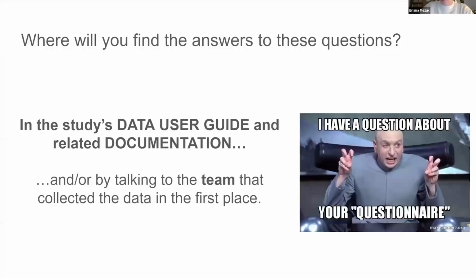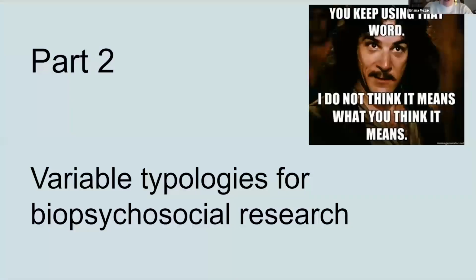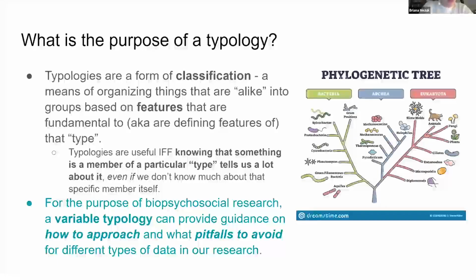All right, so that's part one, which is how to get access to data that's appropriate for psychosocial research. I now want to turn to the variables that are in those data sets that you may be selecting. So I want to talk about a variable typology.